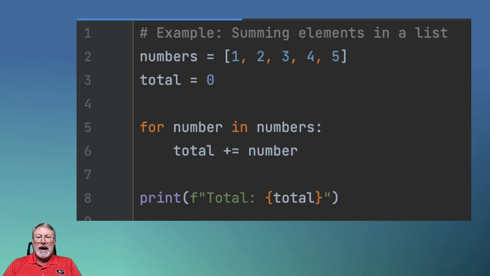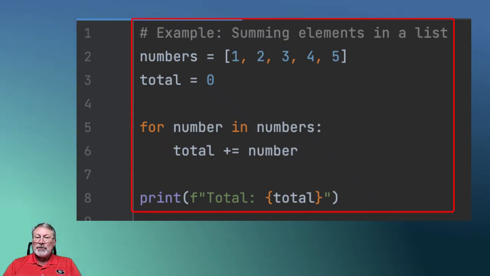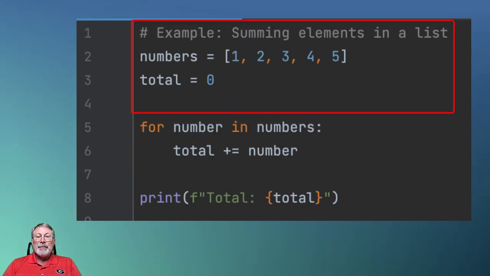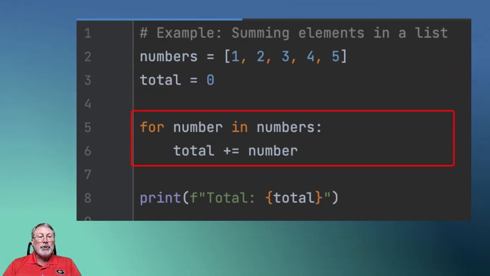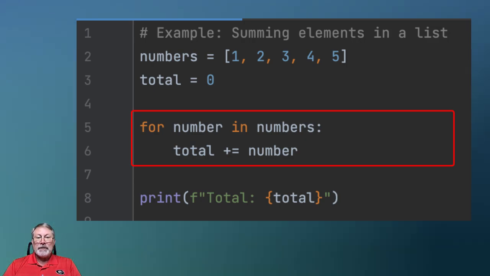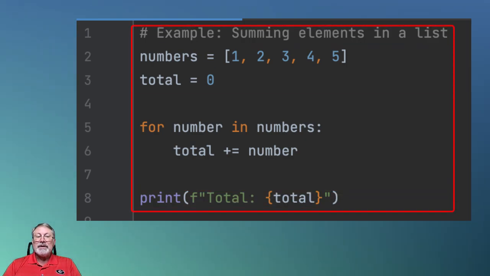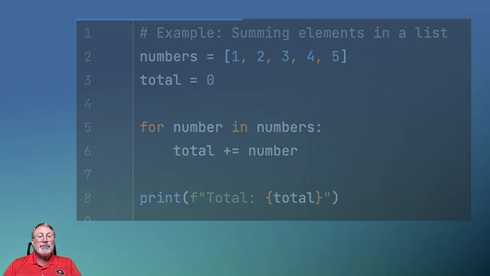Let's illustrate the power of for with a practical example. In this snippet, we iterate over a list of numbers, adding each one to a total sum. The for loop makes this process concise and clear, demonstrating its capability to iterate over sequences directly.